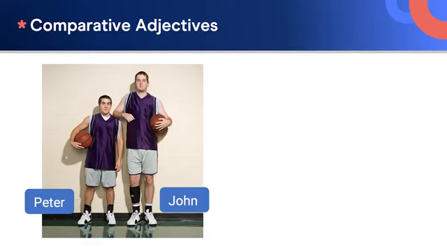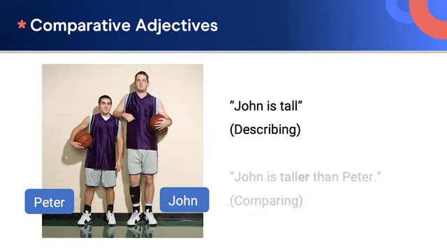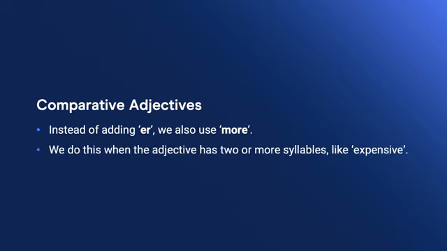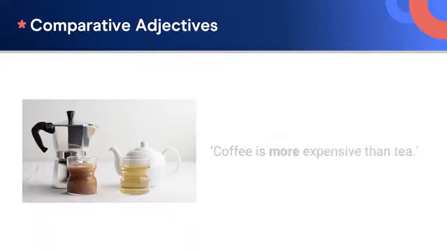For example, we can say John is tall to describe John. Or to compare John to someone else, we can say John is taller than Peter. Instead of adding ER, we also use more. We do this when the adjective has 2 or more syllables, like expensive. For example, we would say coffee is more expensive than tea.